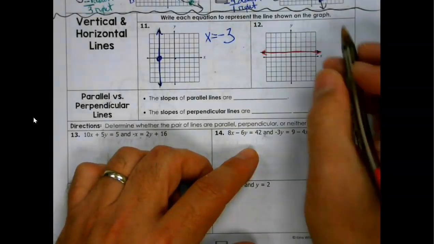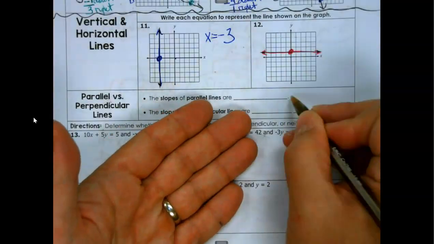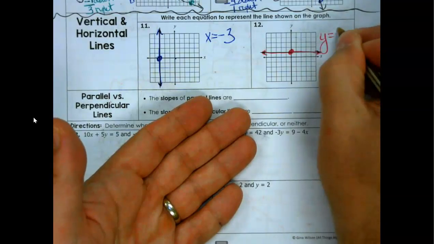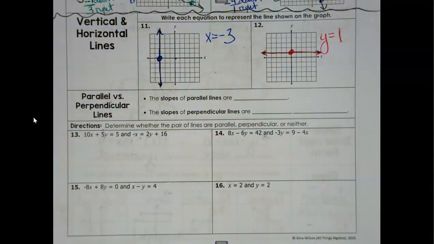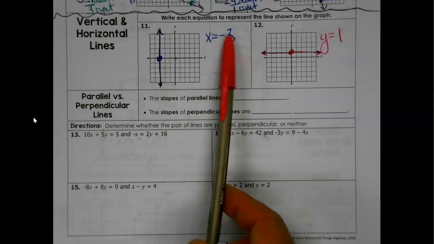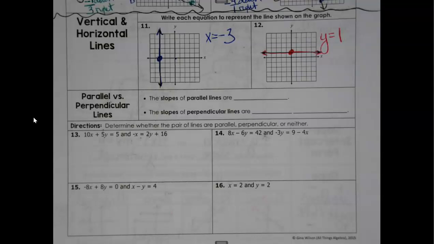Fastest stuff ever. Okay, how do I get to the line? I go up 1 on the y-axis. Y equals 1. That's it. So whenever you see a horizontal or a vertical line, x equals if it's vertical, y equals if it's horizontal. That's it. Recognize and go. Okay, so now let's get a little deeper than that.